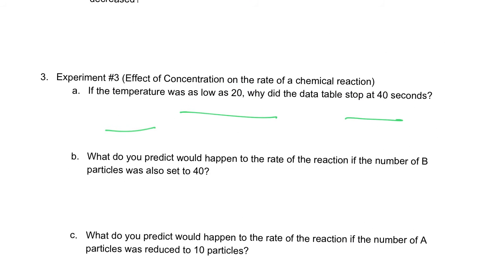What do you predict would happen to the rate of the reaction if the number of B particles was also set to 40? If you're curious, go ahead, go back to the animation and check it out. If you had 40 green and 40 blue, what would happen to the rate of the reaction?